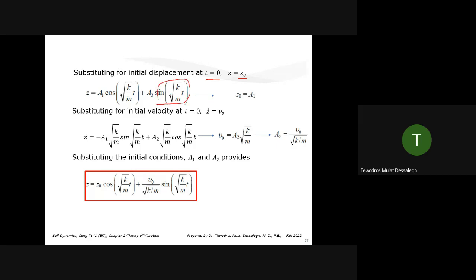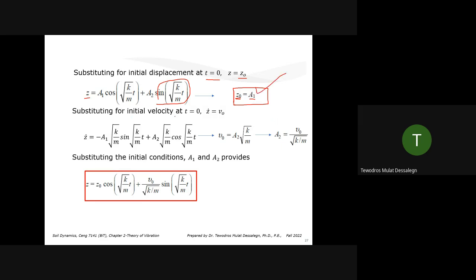At time equal to 0, you will have only this term. Cosine 0 is 1, so z would be A1. So the initial A1 would be whatever you have initially. That's the initial displacement that you give. If you give it, that's A1. So you found one of the constants.